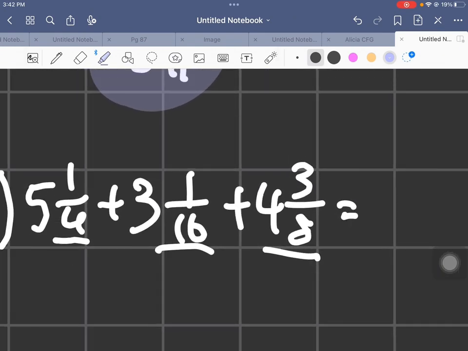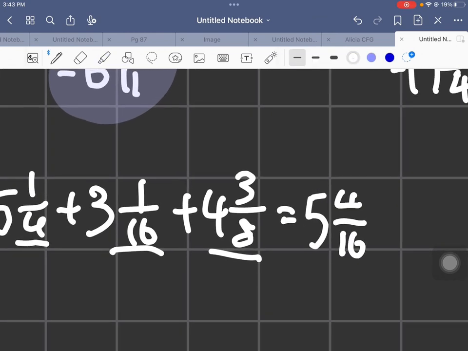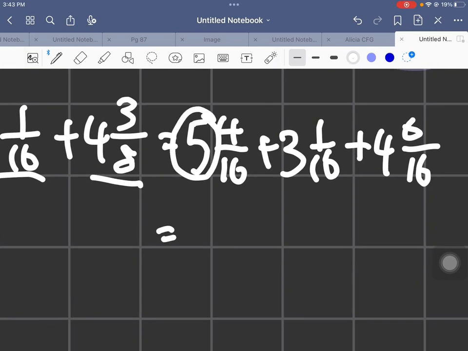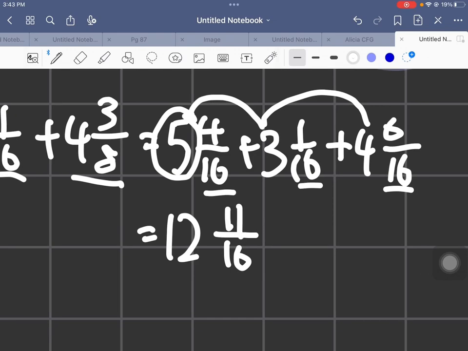Question F. There are 3 whole numbers right here, but the denominator is not the same. So we need to get the same denominator, which is 16, the biggest one, because 4 times 4 equals 16 and 8 times 2 equals 16. We're still writing the whole number. We'll add the whole numbers first. We'll get 5 plus 3 plus 4, which is 12. The denominator is the same, so it remains 16. 4 plus 1 equals 5, 5 plus 6 equals 11, and this is the final answer for F.